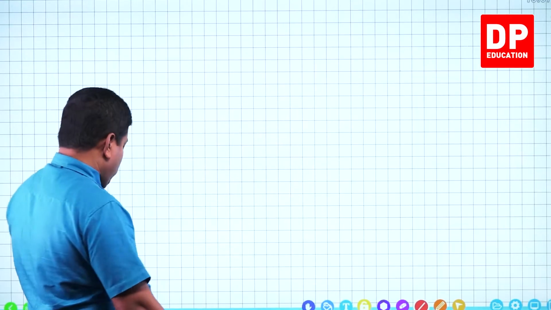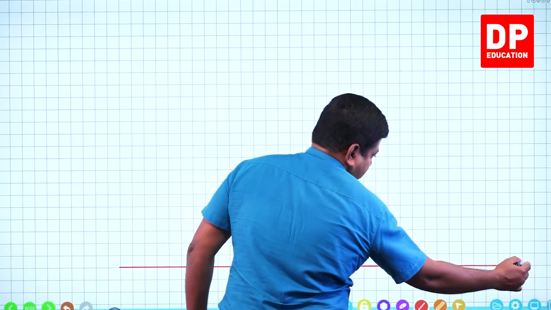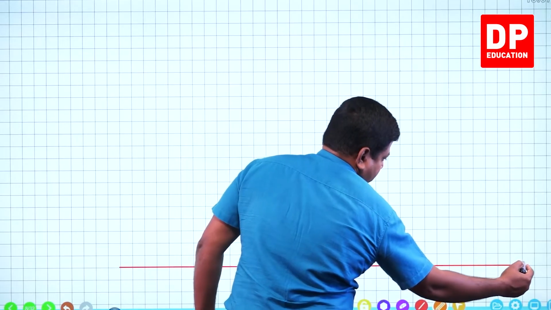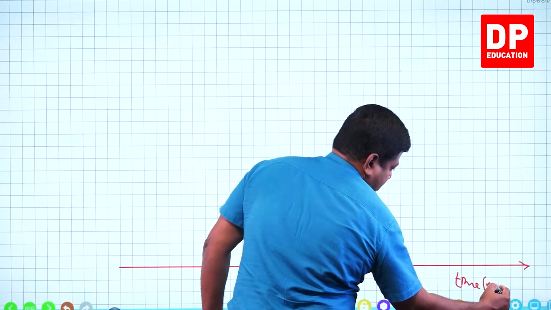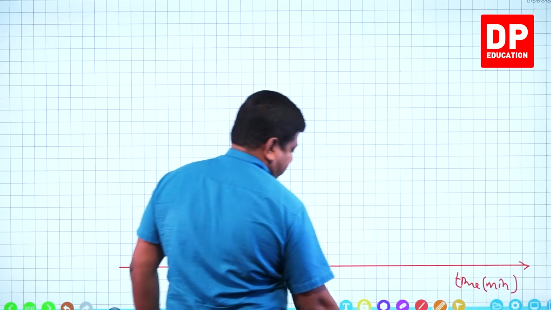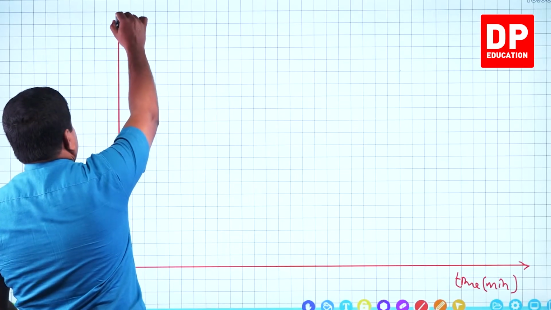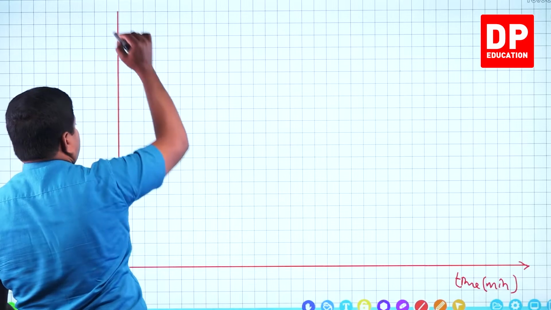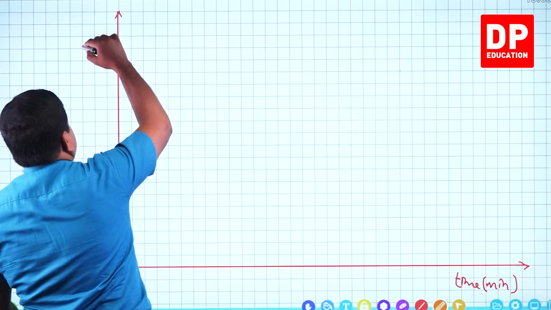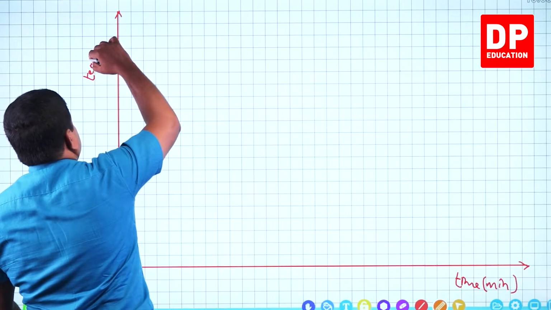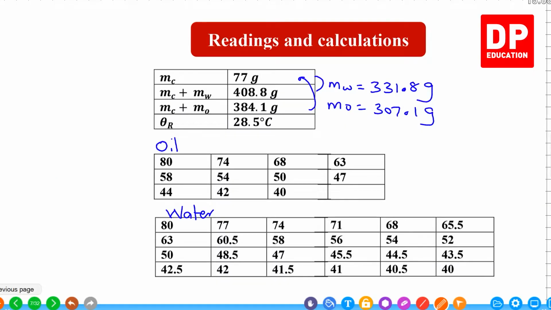Let me mark the axis now. This is where we are going to take time in minutes. Let's take the y-axis. That's where we are going to take the temperature, in degrees centigrade. Let's mark the scale.